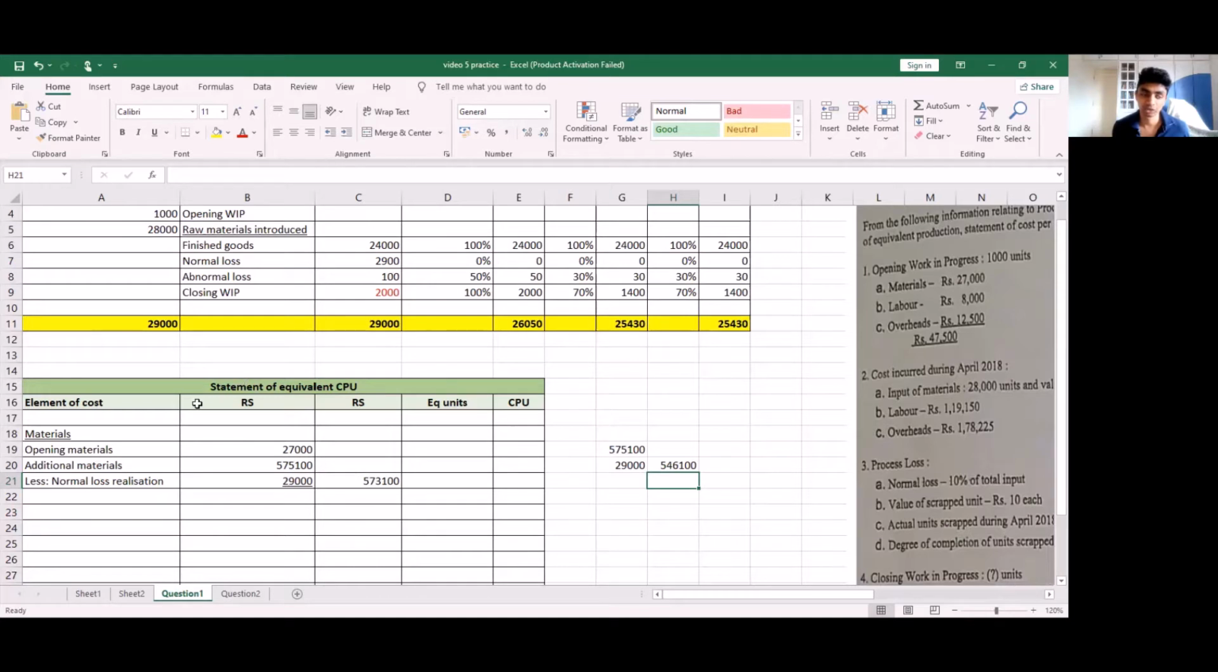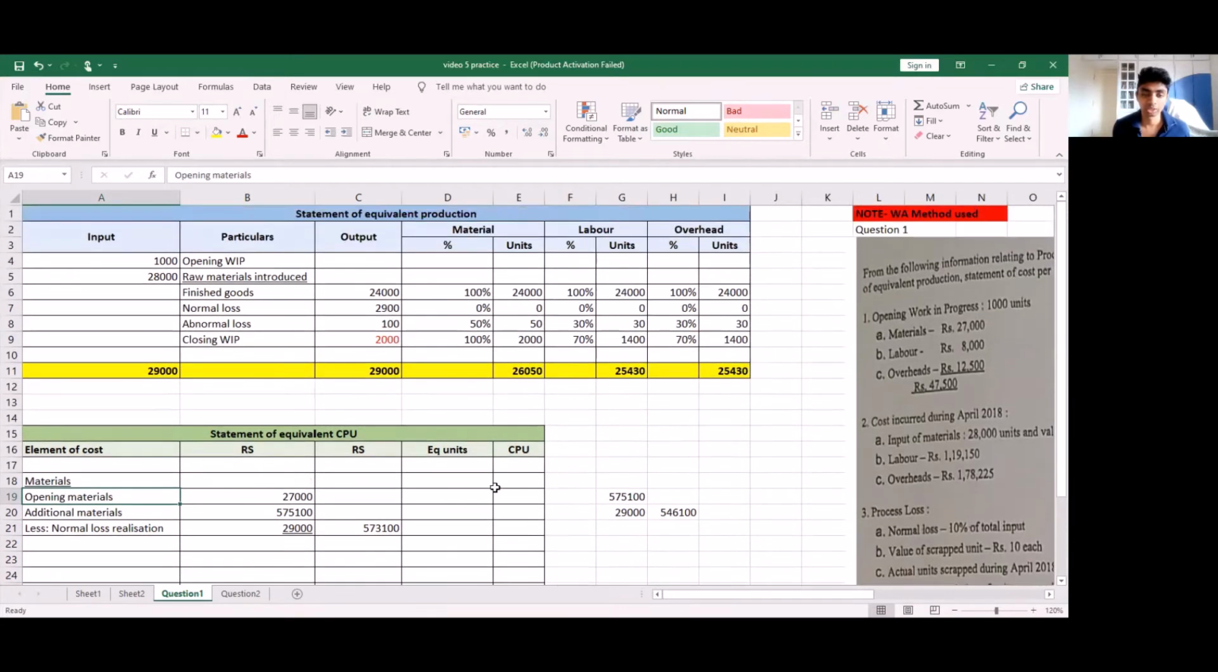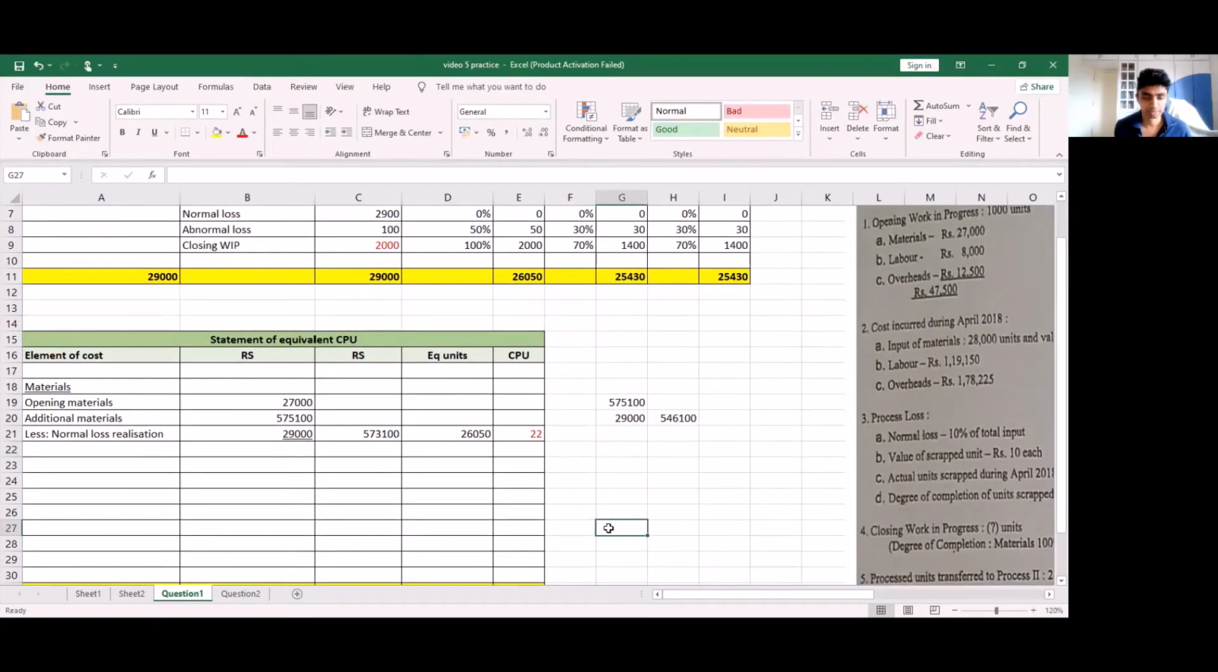But in our weighted average method, we also add the cost of opening materials, which is nothing but the cost of opening work in progress. Our equivalent units we take from our statement of equivalent production. For materials, we have equivalent production units of 26,050. Our cost per unit will be the total amount divided by equivalent units. This is going to be 5,73,100 divided by 26,050. We get 22 as the cost per unit for materials.